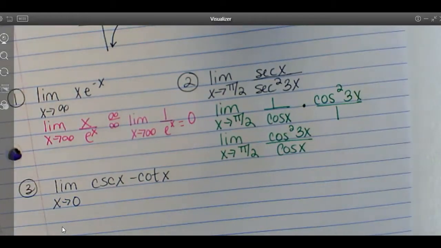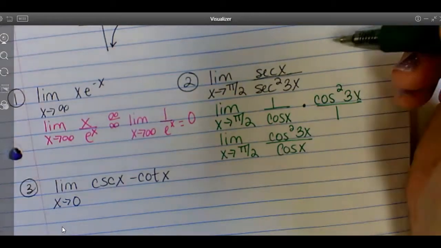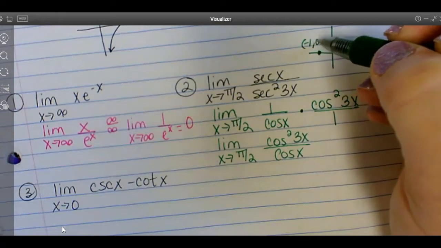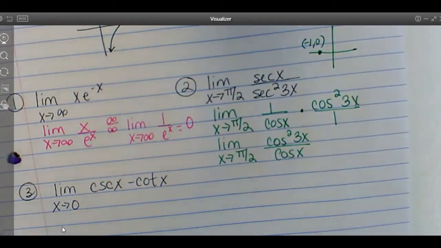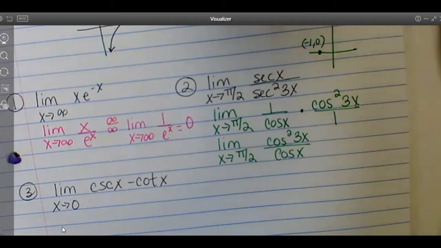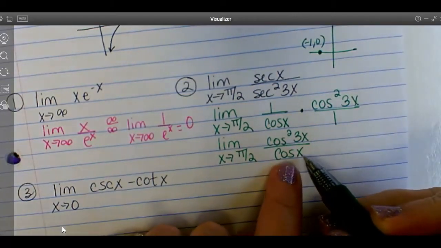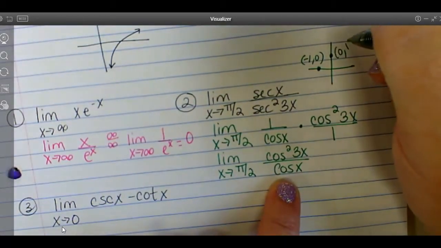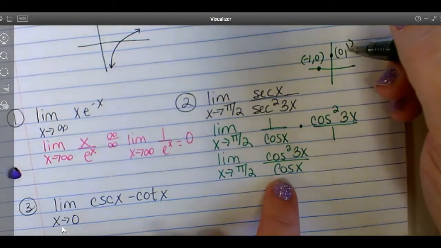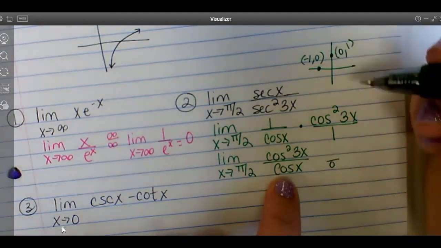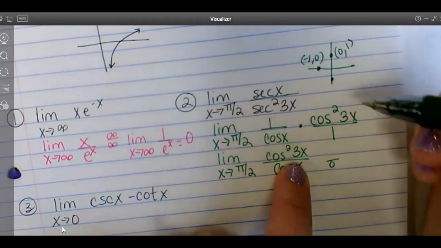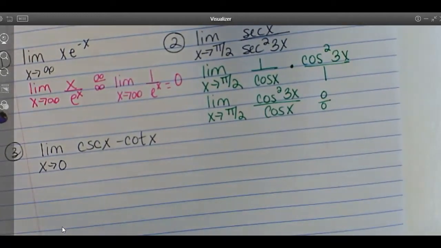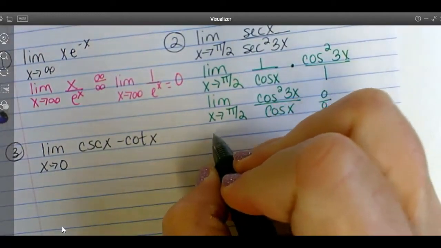So now when I think of cosine of pi over 2, I'm thinking of, alright, I know that pi over 2 is over here, and this is negative 1, 0. Cosine's that, the negative 1. And you know what, that's pi, so I really need to be looking at pi over 2. This is 0, 1. Cosine is the x value, so this is 0. And then cosine of 3 pi over 2, it's still down here, so cosine's still going to be 0. Now we have 0 over 0, so now it's a problem we can use L'Hopital's rule for.